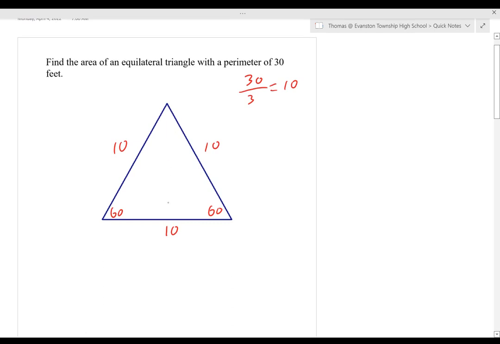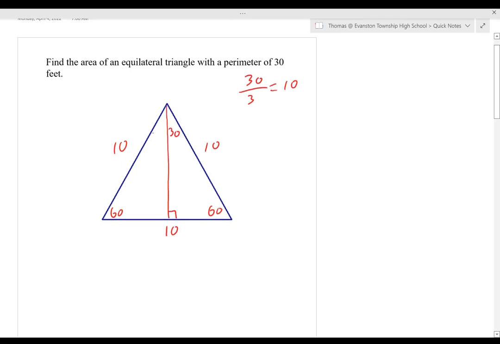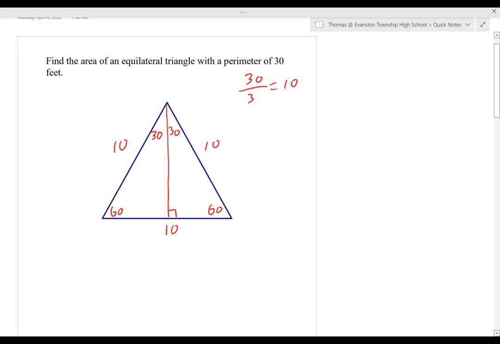And if I drop this down, I know this is going to divide that top angle into 2 parts of 30. So now I have a 30, 60, 90. So we know that the base is going to be half the base of 30, 60, 90, and the height is going to be 5 square root of 3.